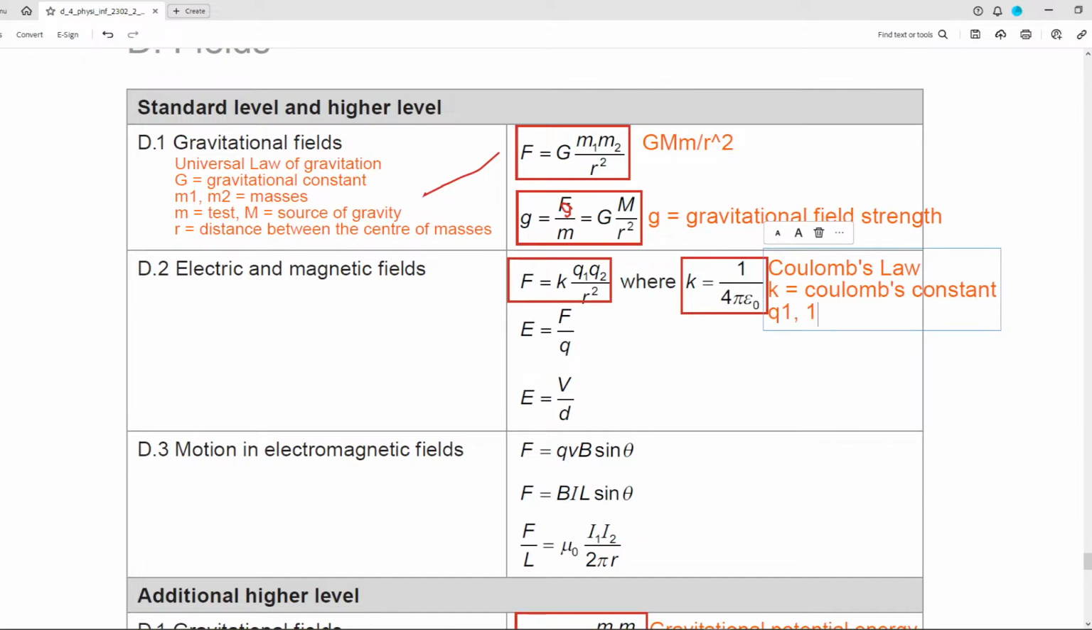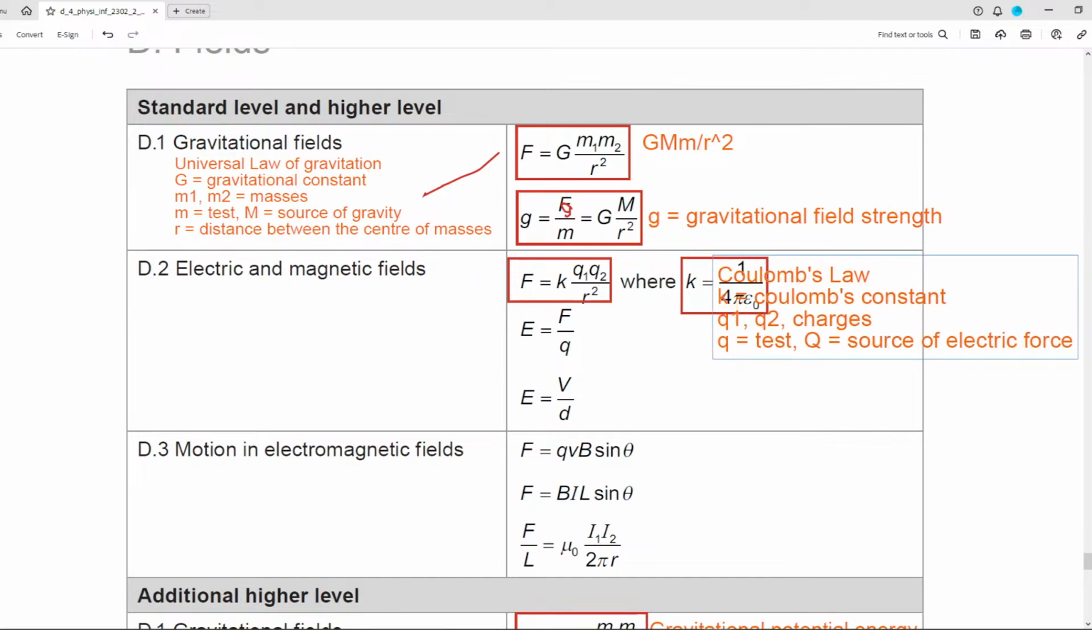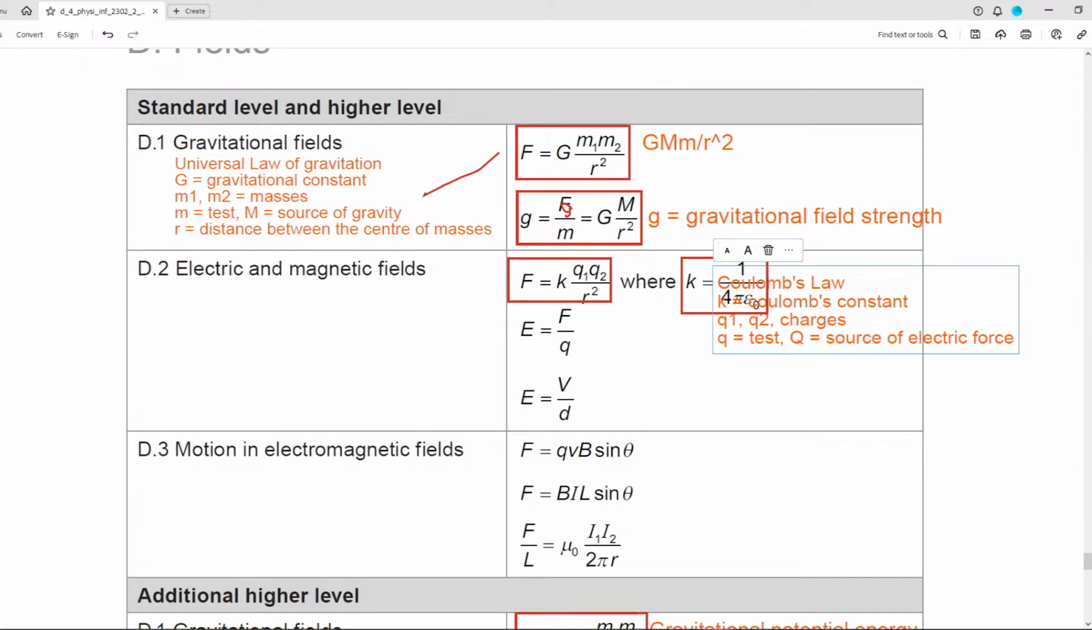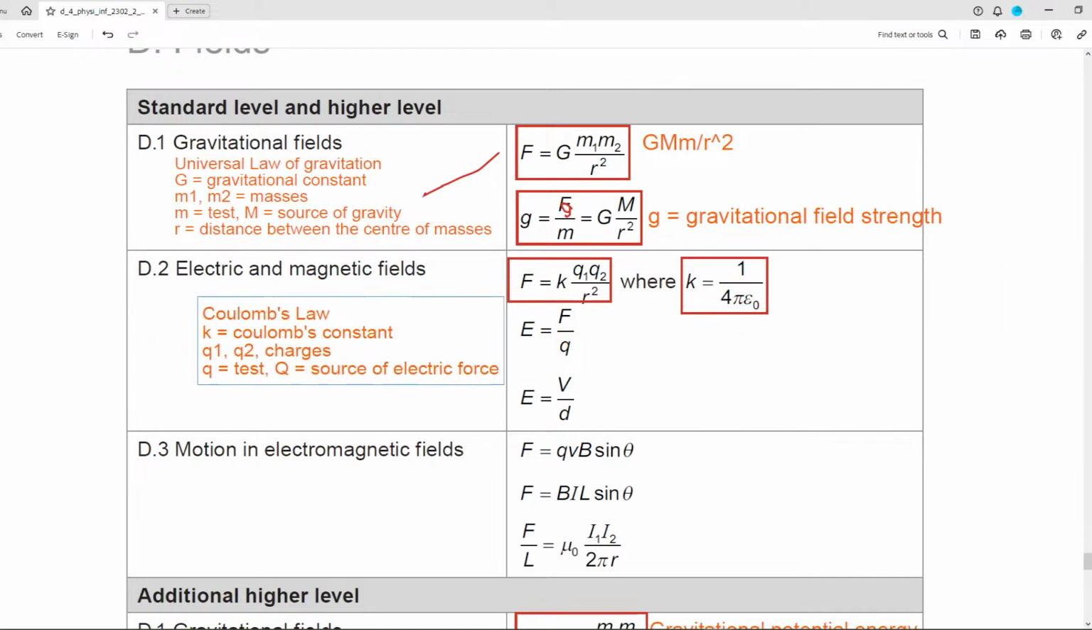Q1 and Q2 are charges. And just as before, sometimes we use little q for test and capital Q for source of electric forces. All right? And R is distance from center. I'm not writing it again because it's the same thing. All right, so put it over here.